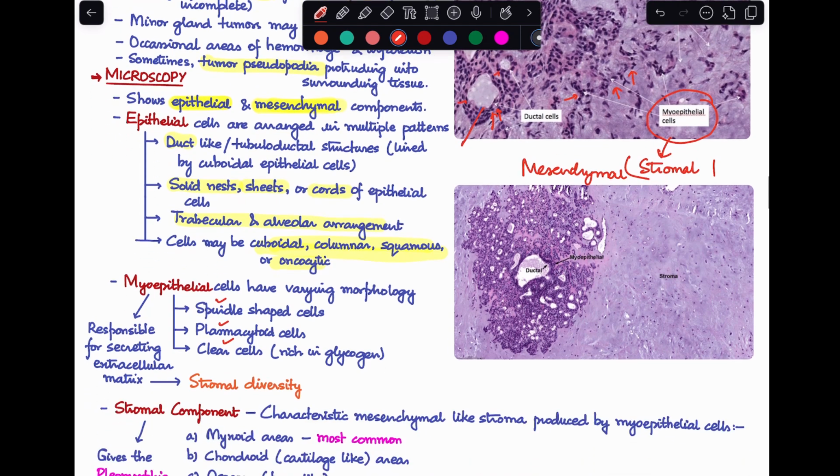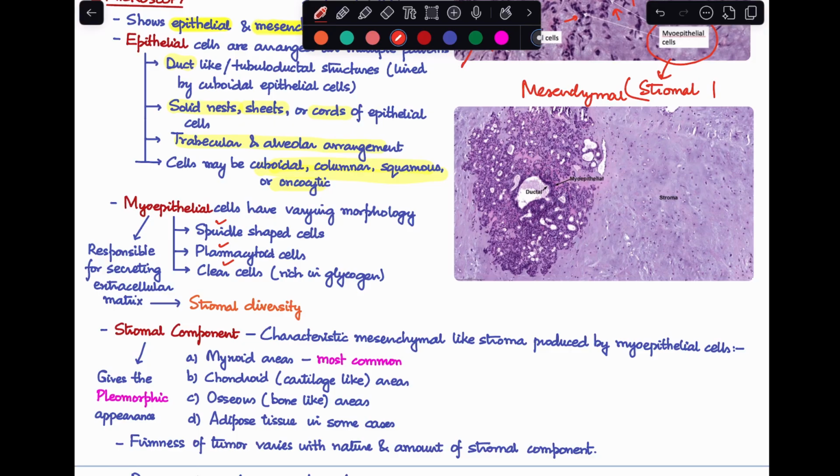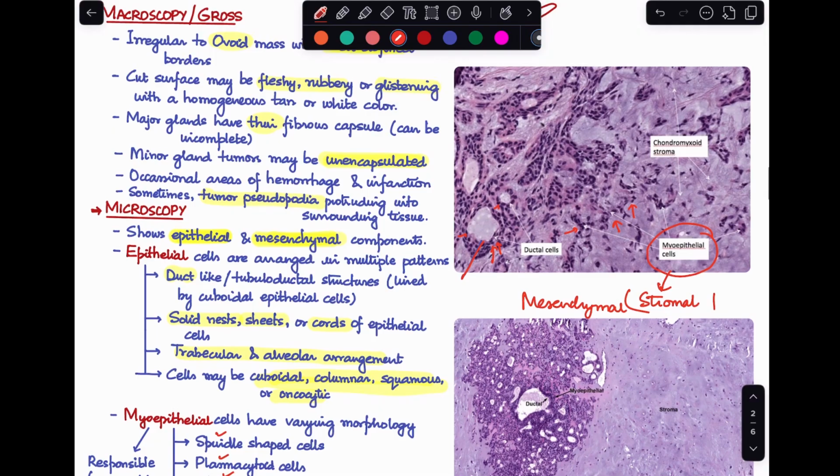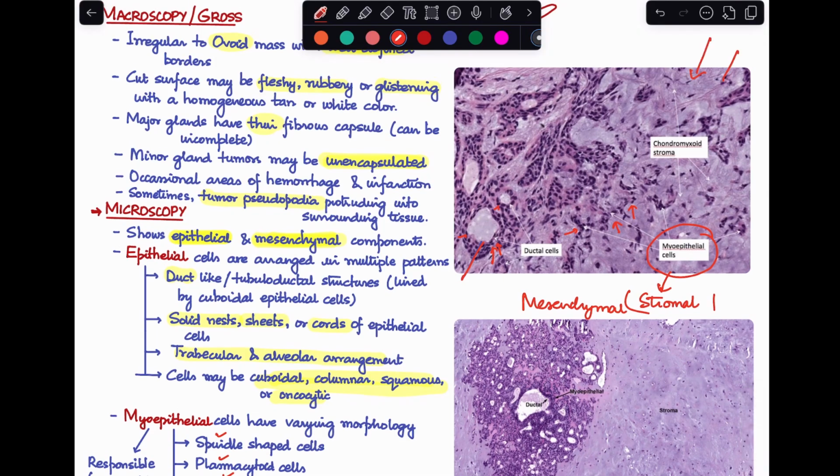The stromal component, the characteristic mesenchymal-like stroma produced by the myoepithelial cells, can be myxoid areas, which is the most common type of stroma that we see in pleomorphic adenoma. They can be chondroid areas, which look like cartilage. They can be osseous areas. They can be adipose tissue in some cases. The firmness of the tumor will depend on the nature and the amount of stromal component that we are seeing. And this stromal component is the reason why this gives a pleomorphic appearance. In the image, this area is the chondromyxoid stroma that we are seeing.